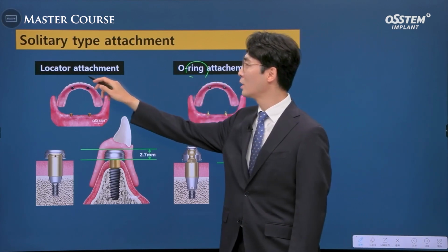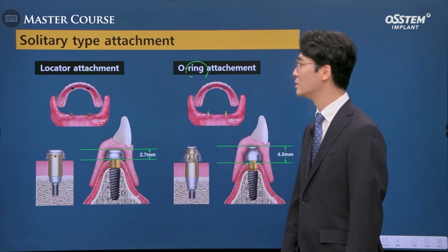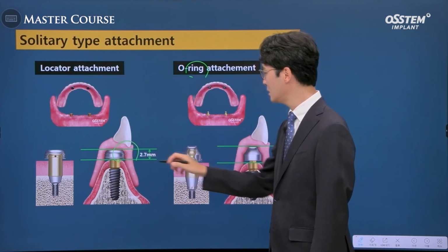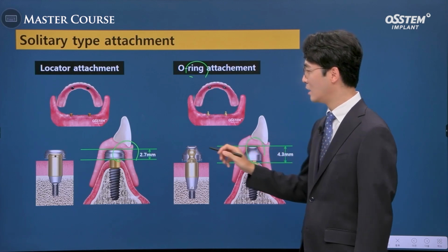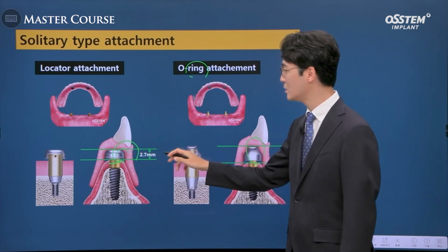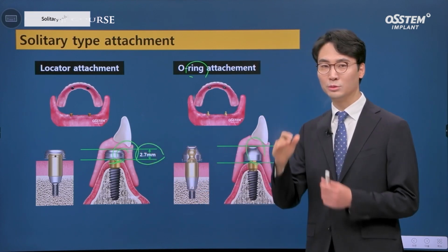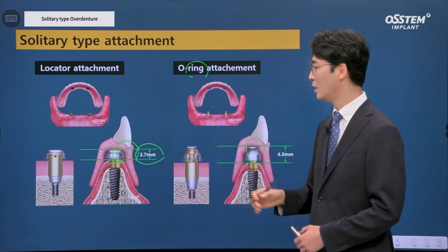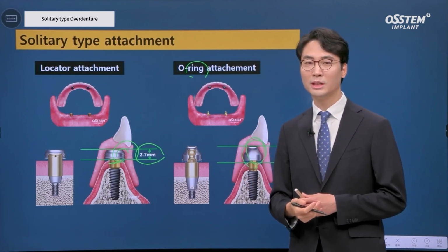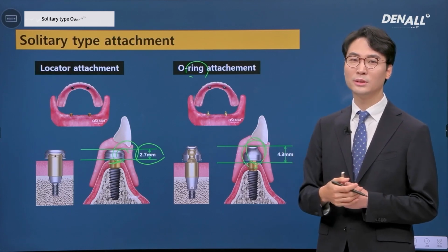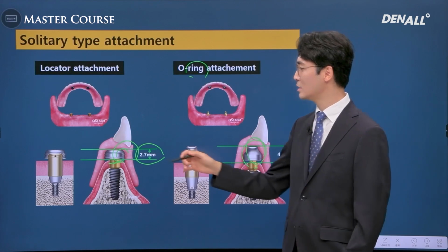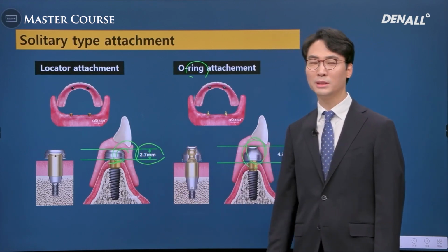O-ring and locator attachment are most frequently used. The biggest difference between the two is the amount of vertical space taken upon the component. The locator attachment, which we use most frequently, takes 2.7 millimeters of vertical space, so it's a very low profile attachment. Compared with O-ring, it can be used in more confined spaces. And because the components that provide retention are color-coded, you can use it more conveniently.